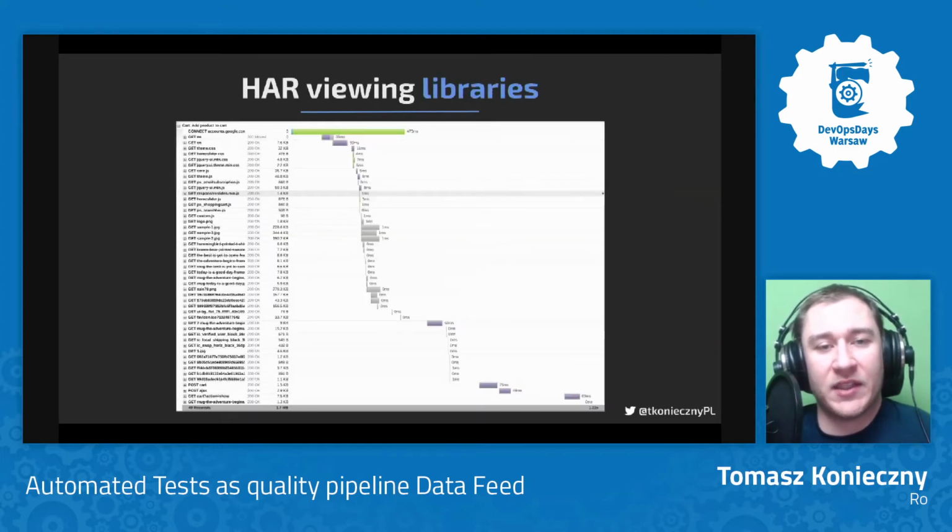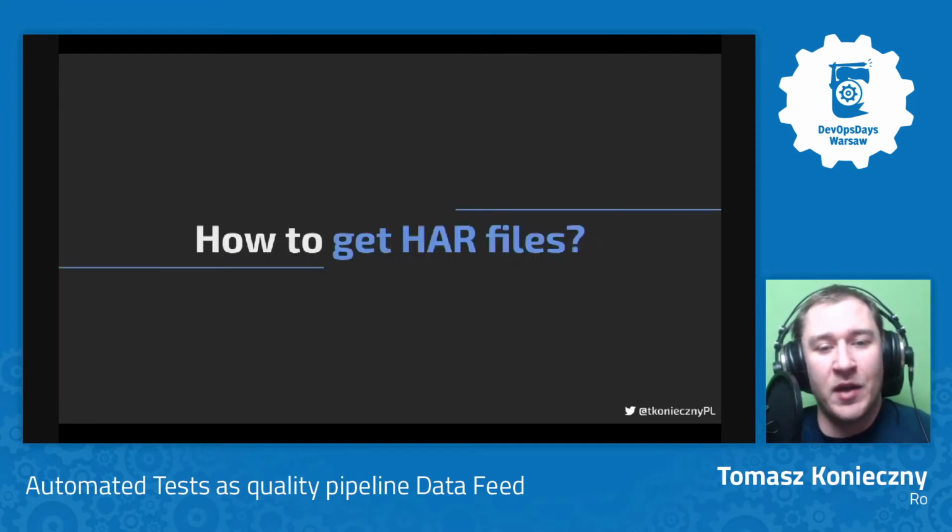We can even extend this concept. I mean, we can use one of the HAR viewing libraries. We can display these logs directly inside the build pipelines. So again, we can even simplify this here. But how to get these files in the easiest way?